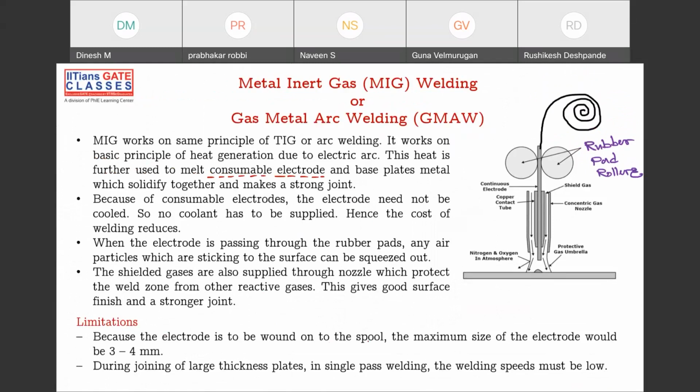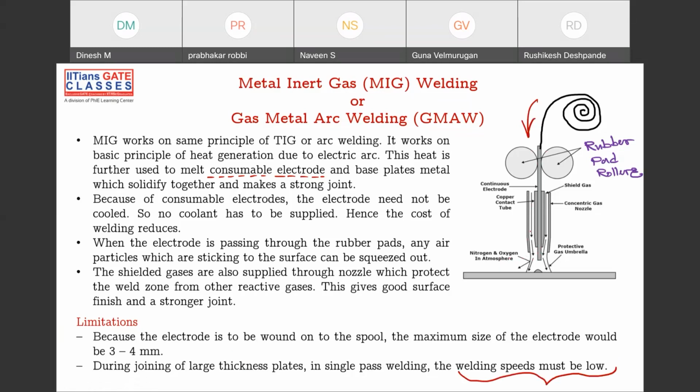And as the electrode is wound onto a spool, the maximum size of electrode is 3 to 4 mm. Because it is a spool, you can't take a bigger electrode and wind it onto the spool. You have some limitation on the diameter of the electrode or the wire. Because of that, the welding speeds are low. Because you have to send more and more wire, and for it to be consumed as we send it, right? So for that, you have to give more heat.